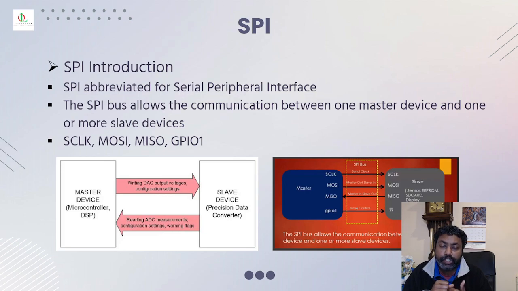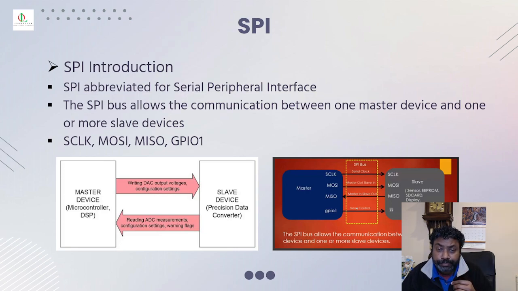MOSI stands for master out slave in, MISO stands for master in slave out, and the chip select is how the master talks to the slave devices, as in this picture. So the slave select is nothing but a GPIO pin. As you know, the slave can be interfaced with sensors like an accelerometer or temperature sensor, whatever the case may be, or EEPROMs, or even memory locations.